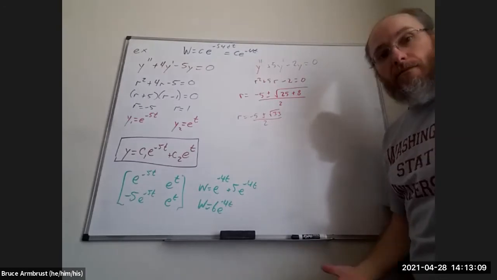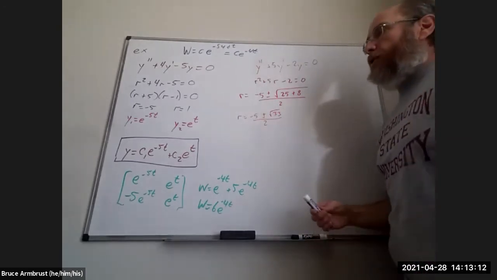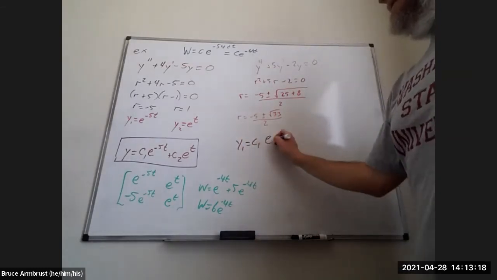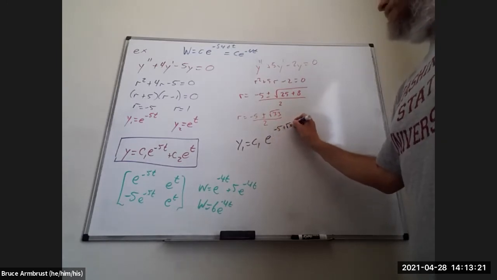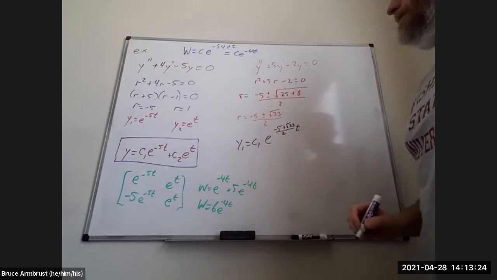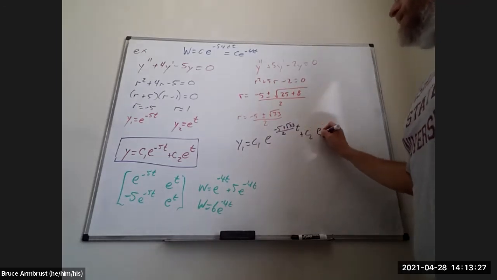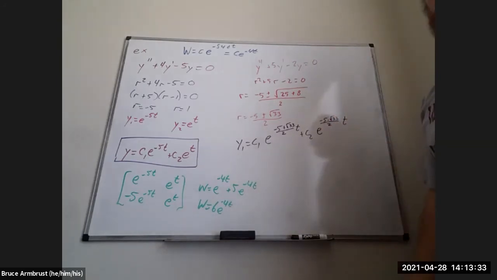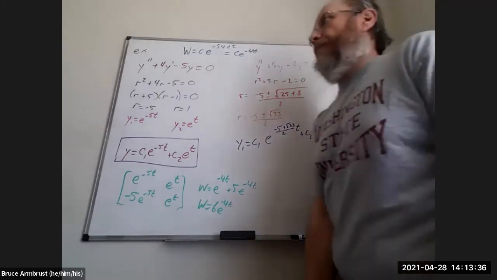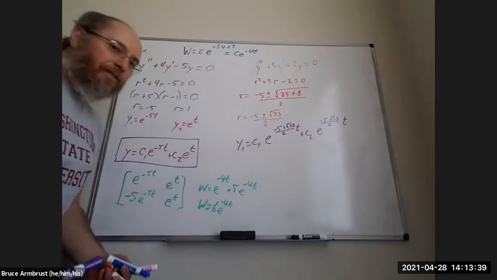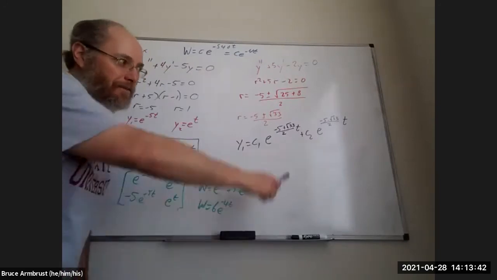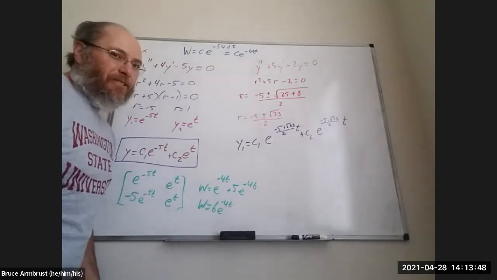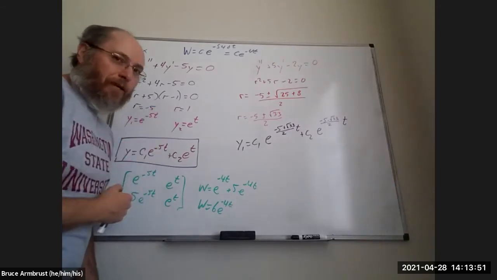Okay, yuck. Sure. But here you go. Here are your solutions to this differential equation. You get C1 times e to the -5 plus root 33 over 2 t plus C2 times e to the -5 minus root 33 over 2 times t. So what? It's different. I mean, those are still numbers. They're perfectly fine numbers. They just don't feel as nice as -5 and +1.